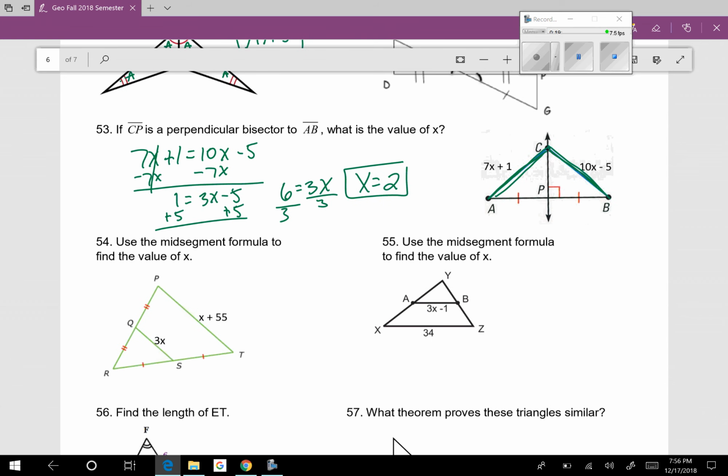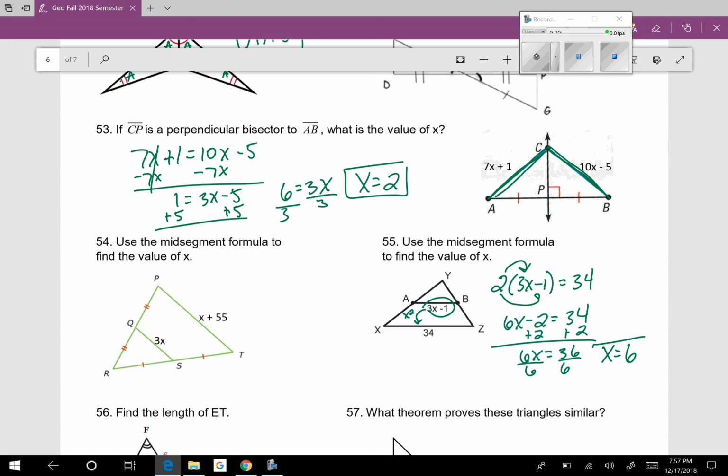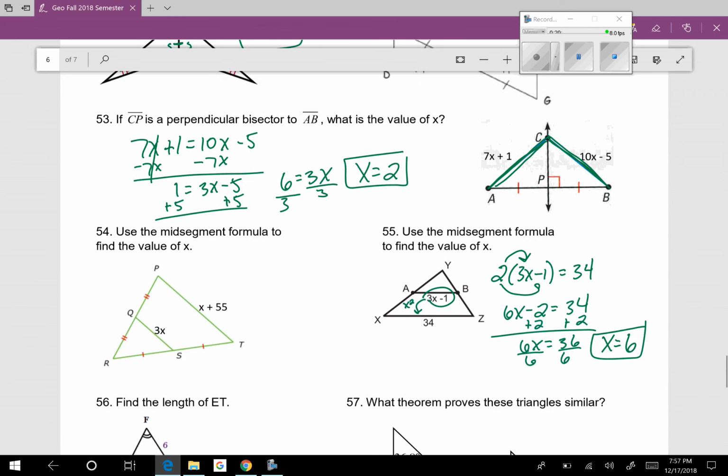Okay, number 55. Use the mid-segment formula to find the value of x. You have to take your mid-segment and multiply it by 2 to get the bottom one. So 2 times (3x minus 1) is equal to 34. Multiply in here, so 6x minus 2 is equal to 34. Add 2, so we have 6x is equal to 36. Divide by 6 on both sides. You get x equals 6. And that's what they wanted.